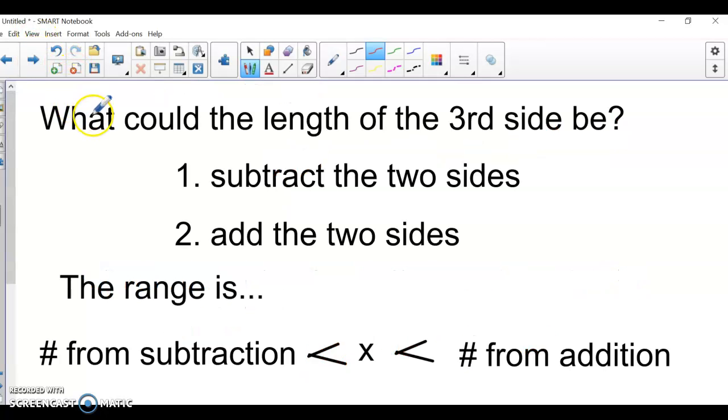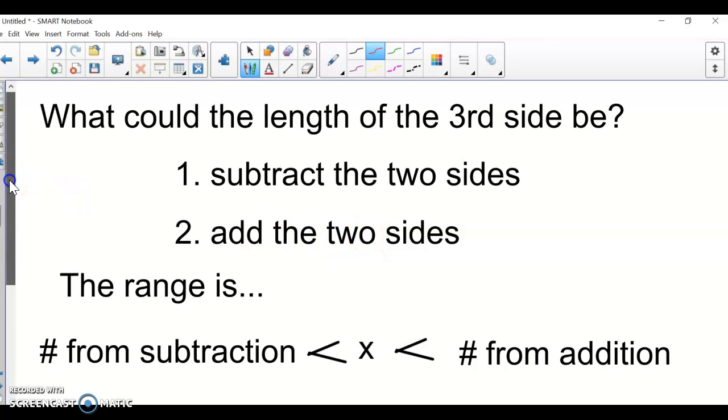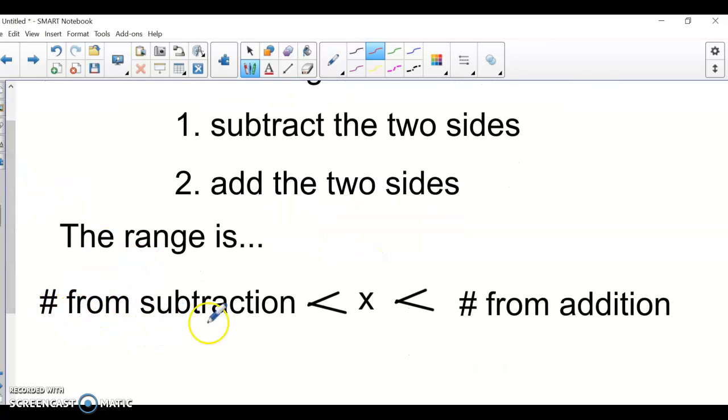And the third thing is, what could the length of a third side be? If you're given two sides and they ask what the length of the third side could be to make this a triangle, you're going to first subtract the two sides, and then add the two sides. So we're finding a range. The smallest the side could be is on our left, the number we got from subtracting. And on the right is the number we got from adding.